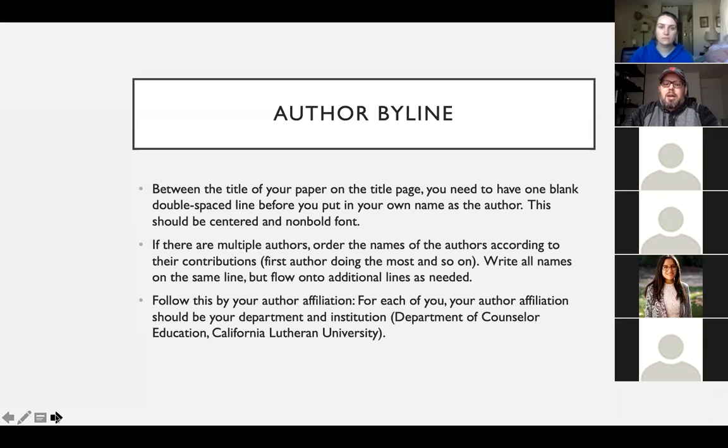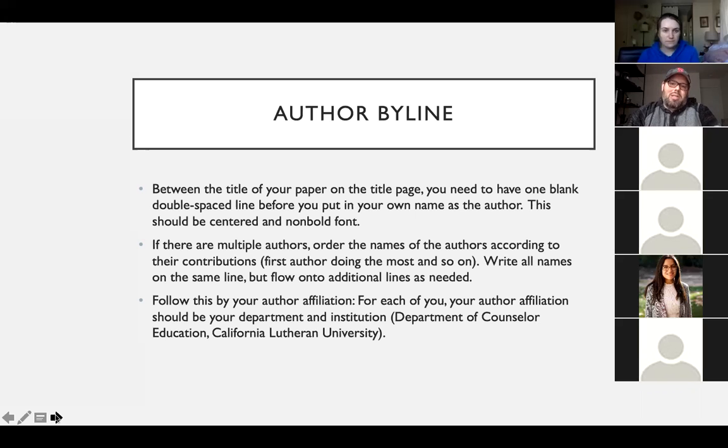Your author byline, as I said, the next thing after your title will be that break in the space, and then your name. If there are multiple authors, you should order the names of the authors according to their contributions, with the first author doing the most and so on. Now, if you're doing a paper in class and it's a group paper, this is different. So, this APA rule of authorship is generally more about scholarship. So people working on a research project and who did the most and who did the least. If you're doing a group project, you can write it in however you want to do it.